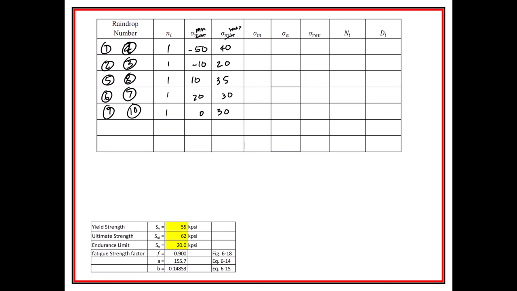And so sigma m, okay, so we know how to do that, right? Sigma m is going to be max plus min divided by 2. In that case, it turns out to be negative 5, right? And then max minus min divided by 2, in this case, comes up to 45. The same thing is true for all of these maxes and mins, right? We get a 20 and a 5, and we get a 35 and 22.5, and we get a 30 and a 25, and here we get a 30 and a 15.